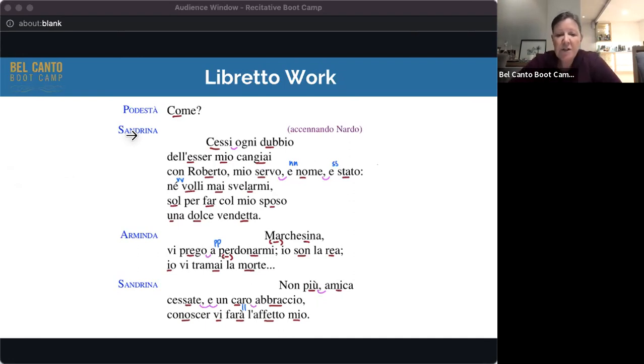It's important for everybody to say, if you say, well, my Italian is good enough, I don't have to mark all of them, fine, you don't have to mark all of them. But if you're not sure that you're going to have the correct stresses, please go ahead and mark them.